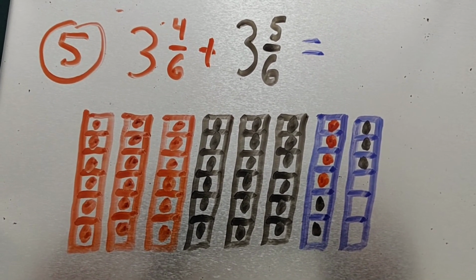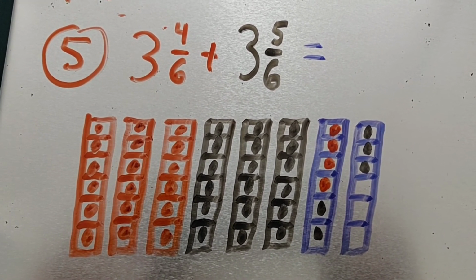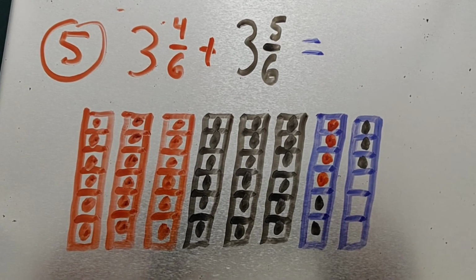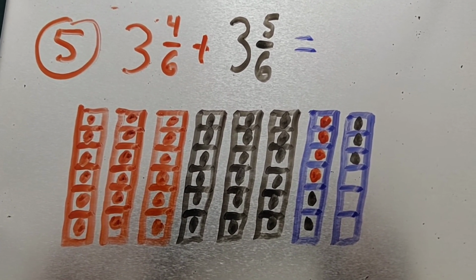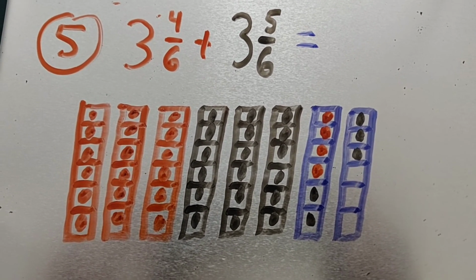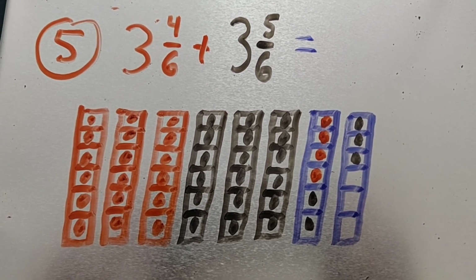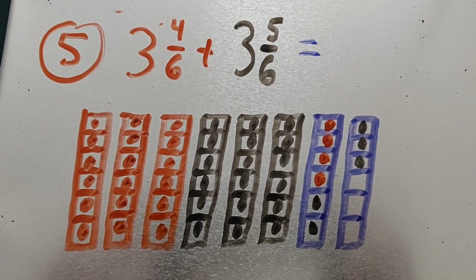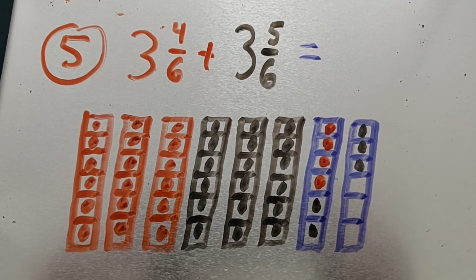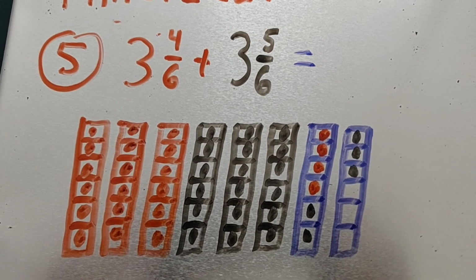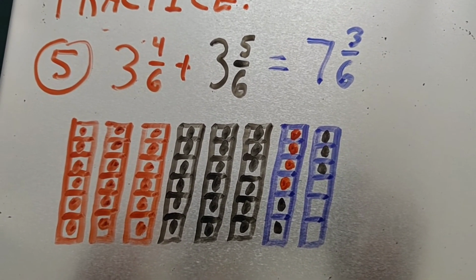So we have, let's count from the left. 1 whole, you can say it with me. Let's start over. 1 whole, 2 wholes, 3 wholes, 4 wholes, 5 wholes, 6 wholes, 7 wholes, and then we have a fractional unit, 3/6. So 7 wholes plus 3/6 is 7 and 3/6. So 3 and 4/6 plus 3 and 5/6 is 7 and 3/6.